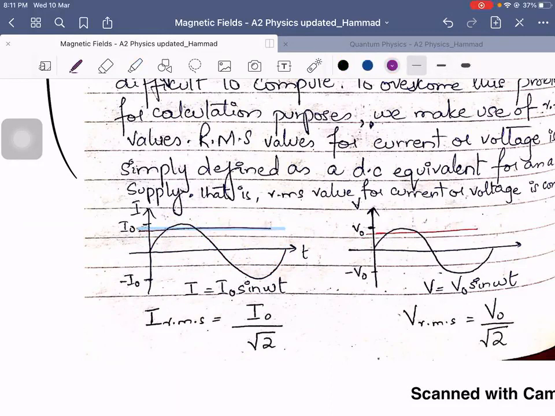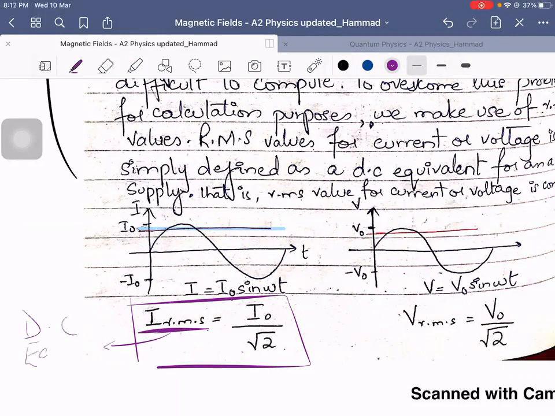And we can work that off using the formula RMS, where RMS is the DC equivalent of the AC supply. RMS means root mean square. This is your peak voltage, the I naught value divided by under root 2.